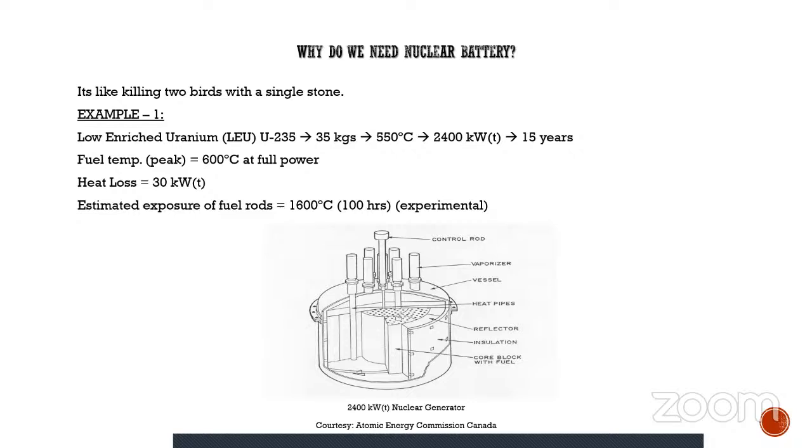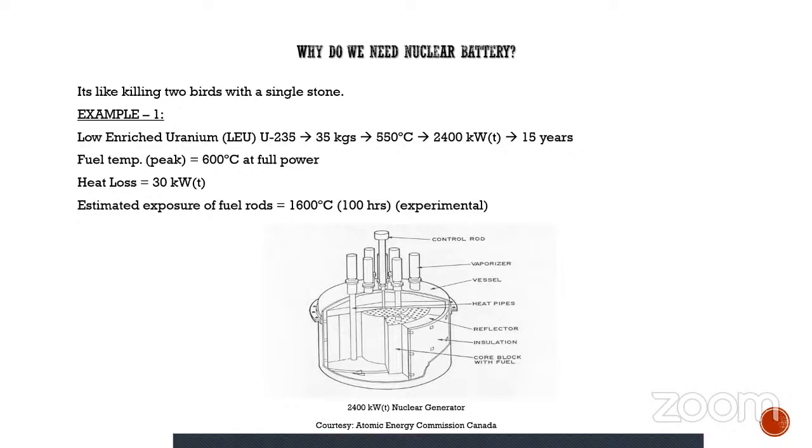It's a thermal generator, and it can run for a period of 15 years. Once started, it can run continuously for 15 years, so there is no stopping. And the peak fuel temperature can go up to 600 degrees if it's running on full power. Since it's a thermal generator, there are certain heat losses, around 30 kilowatts of thermal heat loss.